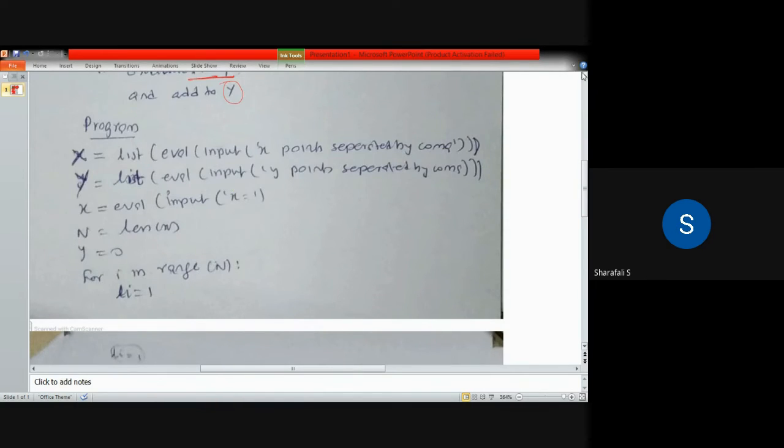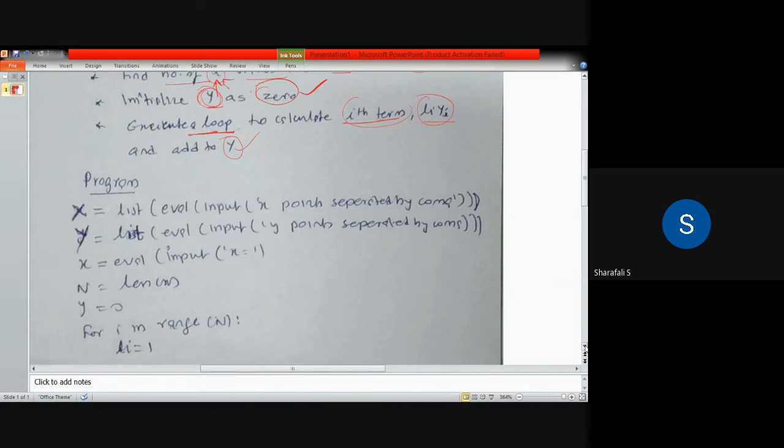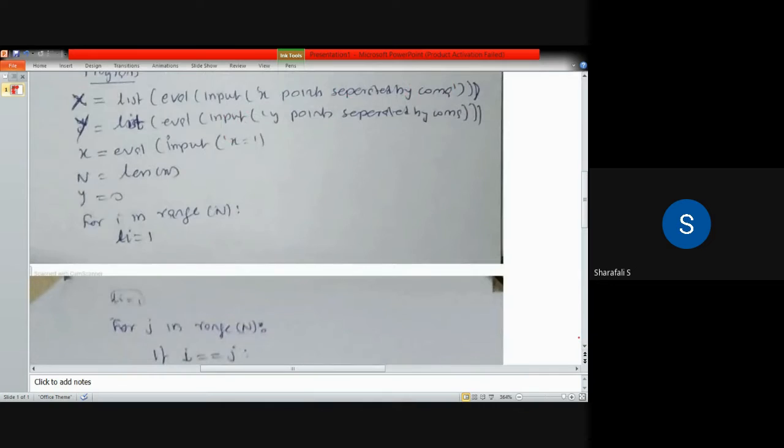This one, yes. Each Li yi you have to calculate and add those values into y, and you will finally get the value of y. So that is the algorithm, and this is the program.